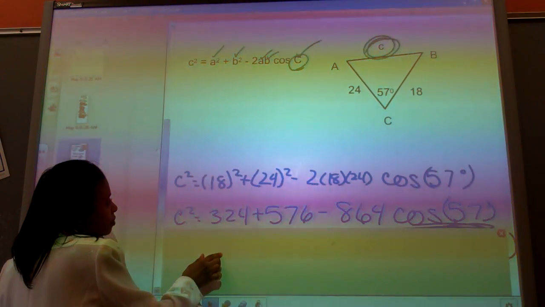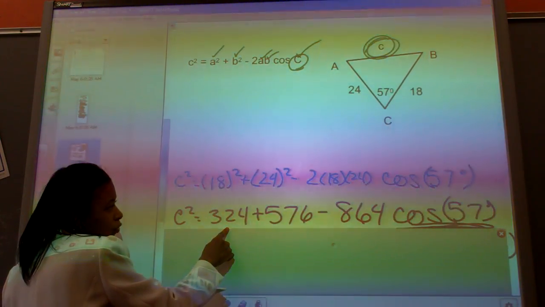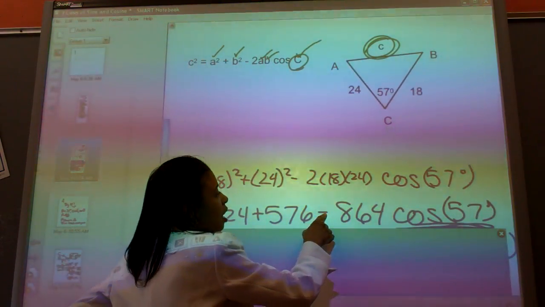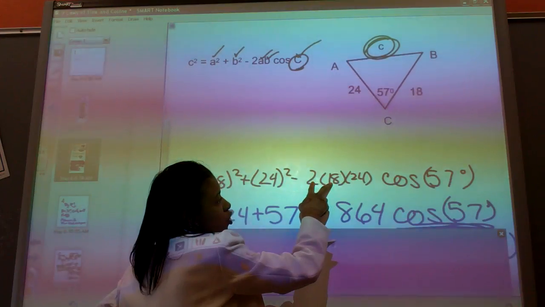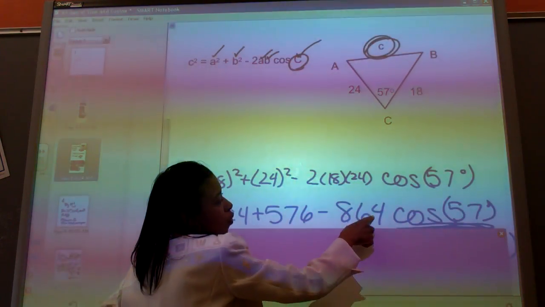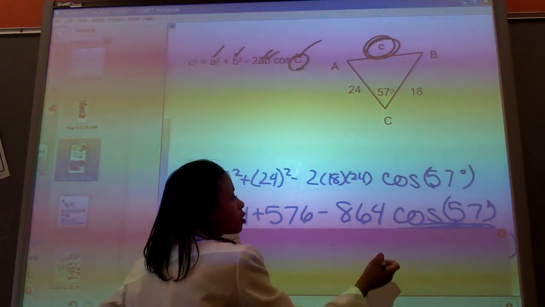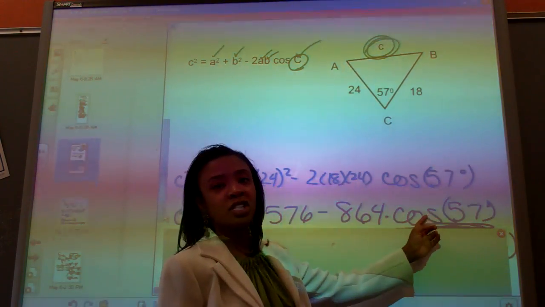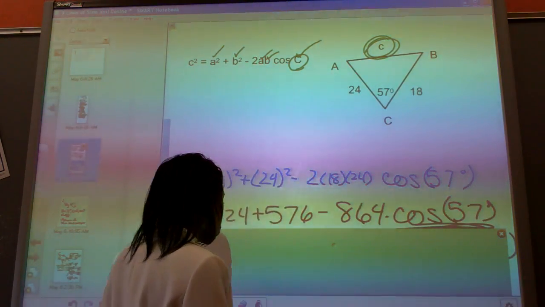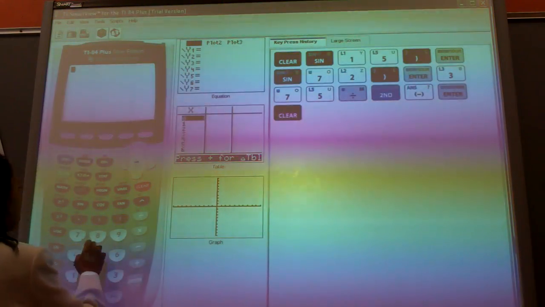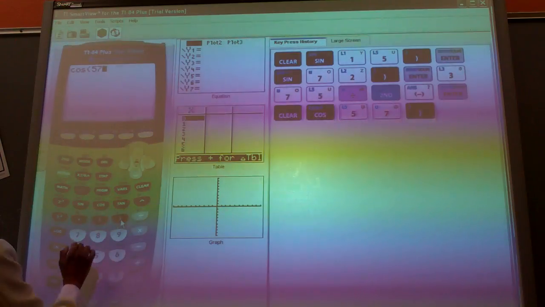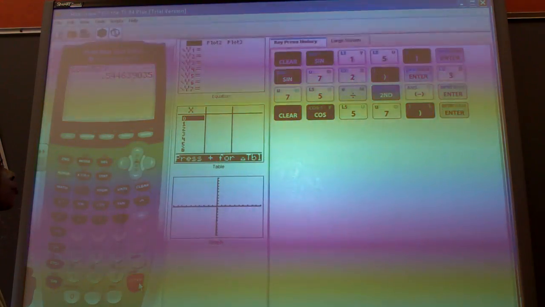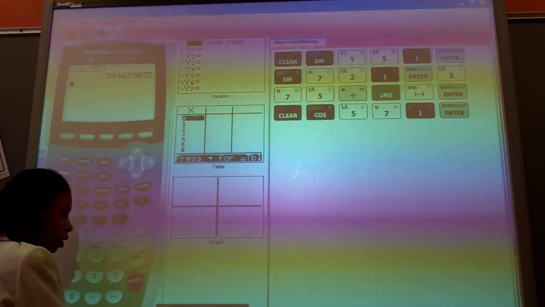Right? So here we have 18 squared is 324 plus 24 squared is 576 minus, I do 2 times 18, which is 36. 36 times 24 is 864. And I want to multiply 864 by the cosine of 57. Let's remember, cosine 57 degrees is actually a real number. You take out your calculator and you plug in a cosine of 57 degrees and you find out what number that is. 0.5446 something, something, something or another.